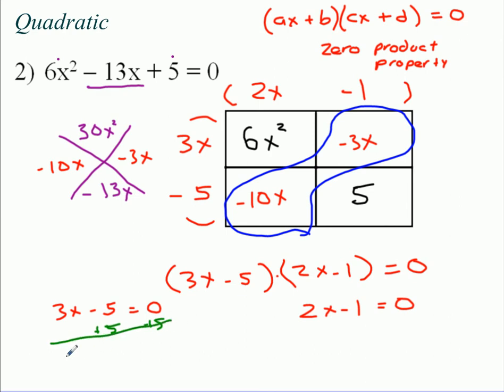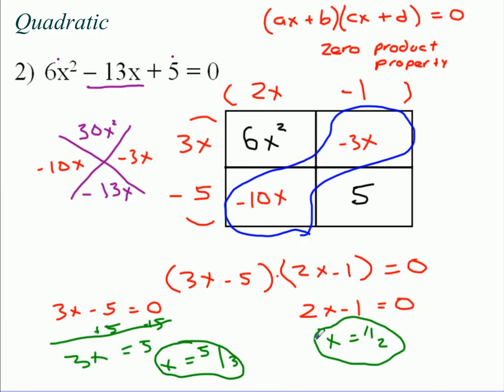Here, I end up with x equals 5/3. And here I end up with x equals 1/2. So the two solutions to this equation are x equals 5/3 and x equals 1/2.